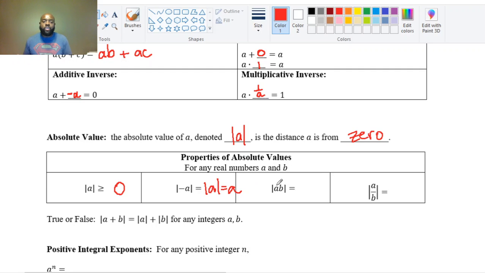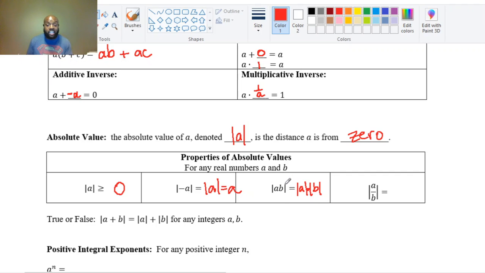Now notice this, when you don't see a symbol between two variables, there's always understood to be a multiplication, right? So notice this is multiplication. This is division. What we could do to take this absolute value, if we wanted to, is separate it into two separate absolute values separated by multiplication. So the absolute value of A times B is actually the absolute value of A times the absolute value of B, right? It's the magnitude of A times the magnitude of B.